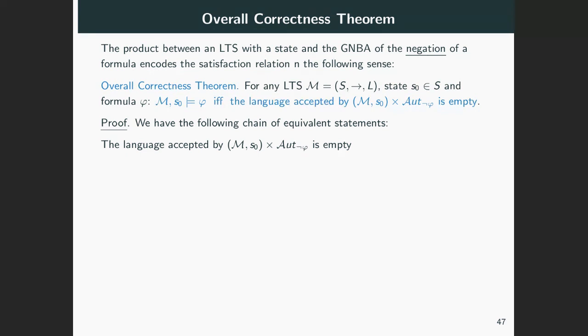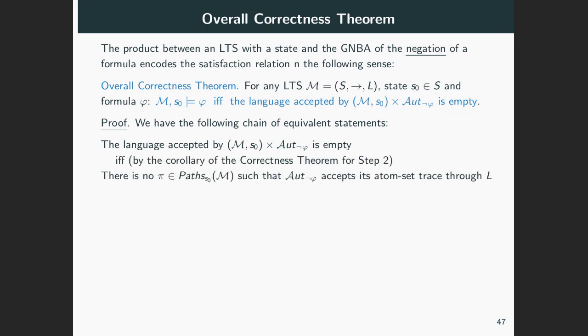The proof of the theorem is very easy once we have the correctness theorem for steps 1 and 2. It goes again by a chain of equivalences. The emptiness of the language accepted by the product automaton is equivalent, by the corollary of the correctness theorem for step 2, with the non-existence of a path in M starting in S0 such that the automaton of the negation of phi accepts its atom set trace.